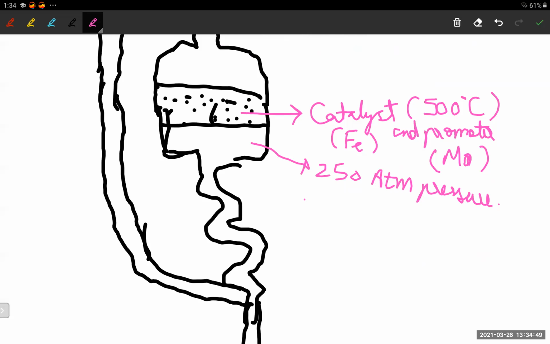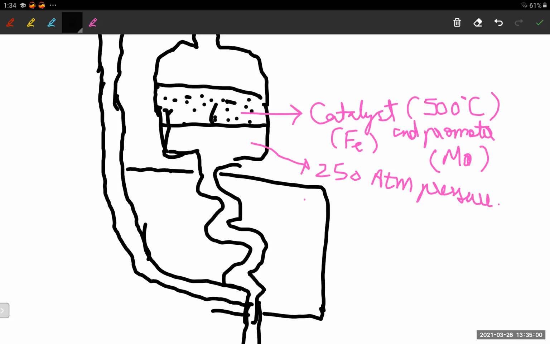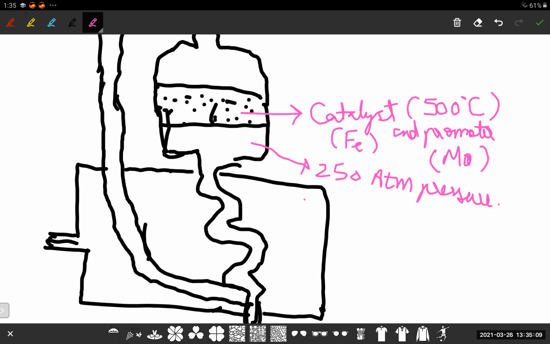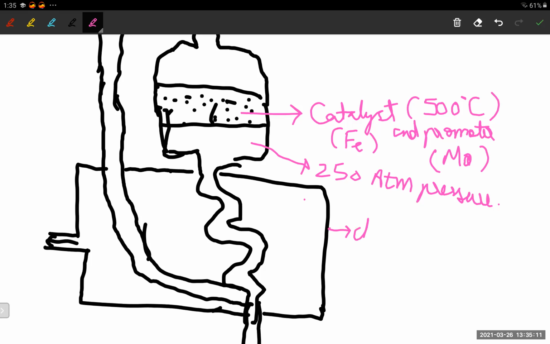And next, one thing I missed. We are having one more chamber here, like this. This chamber is known as the cooling chamber. What is it known as? Cooling chamber. I hope that everybody is drawing along with me.